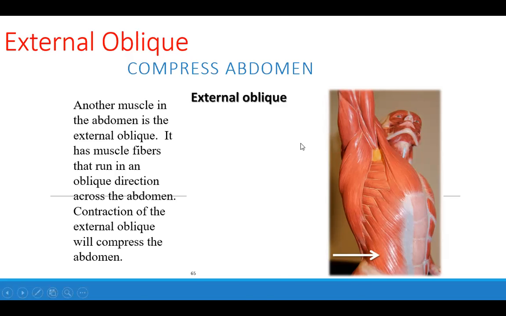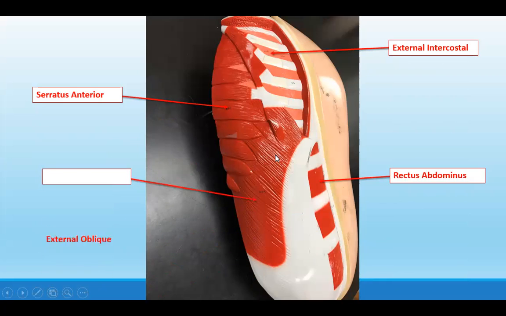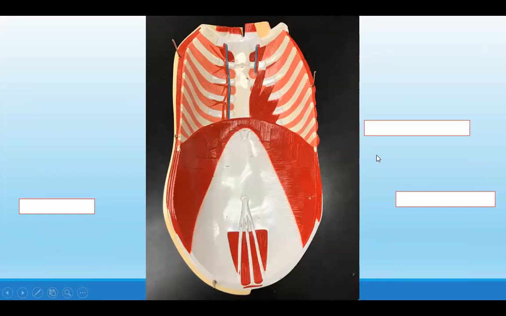they compress the abdomen. Here we see the serratus anterior, muscles along the side of the thoracic cavity. You also see the intercostal muscles between the ribs. Those are the external intercostals. Here again is the rectus abdominis and the external oblique. The internal obliques will run directly underneath that, but in the opposite direction for extra strength.